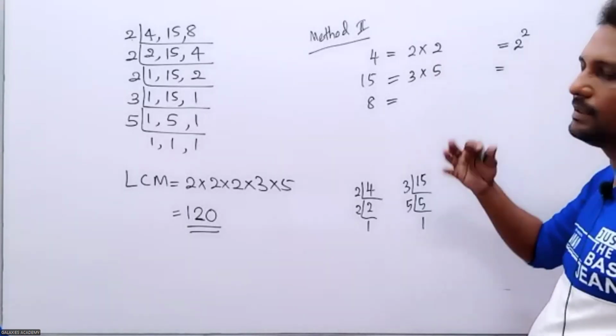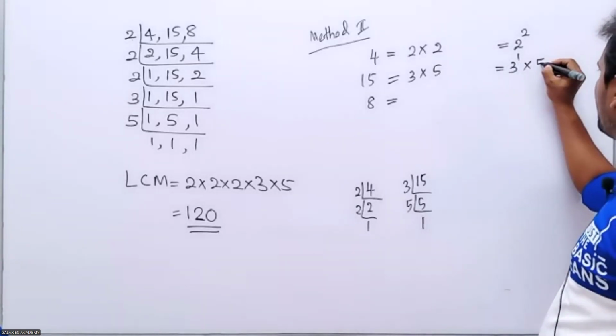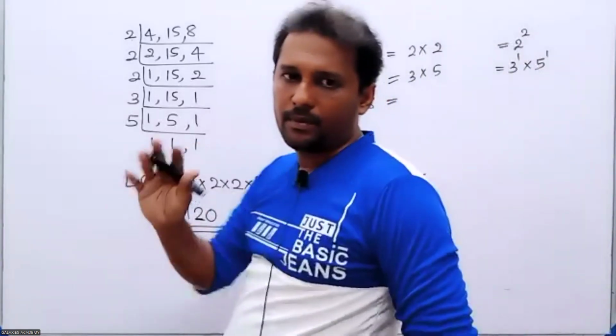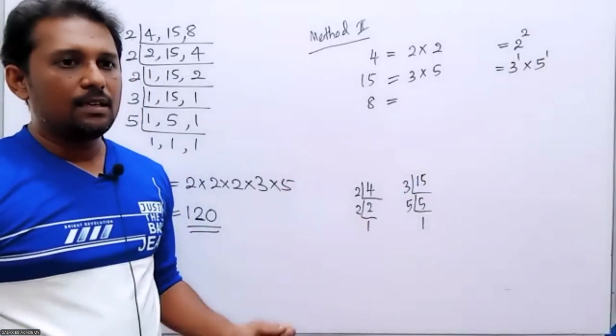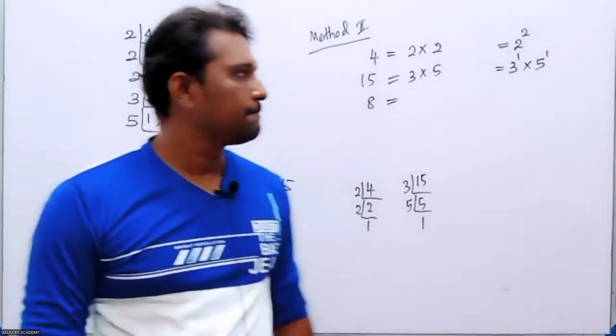Also, I can write this one as powers: 3 to the power 1 multiply 5 to the power 1. Both methods you practice, okay? Then for the term test, you can use any method if the method is not specially given in the question, right?